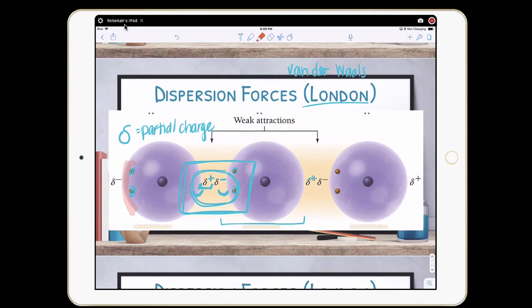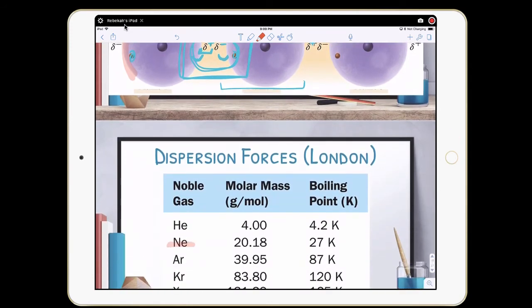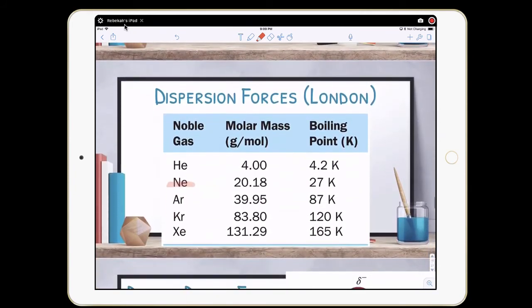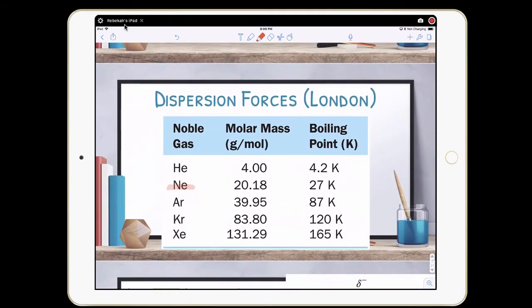But let's say I increase to neon. Now neon has 10 electrons, so now I have opportunities where I've got 3 over here, 7 over here, and I've got 10 over here, 0 over here. I have all these different interactions, these combinations I can come up with for neon. So as I increase the size of my atom, I increase the strength of this dispersion force. So as I increase the molar mass, I can increase the strength of this dispersion force.